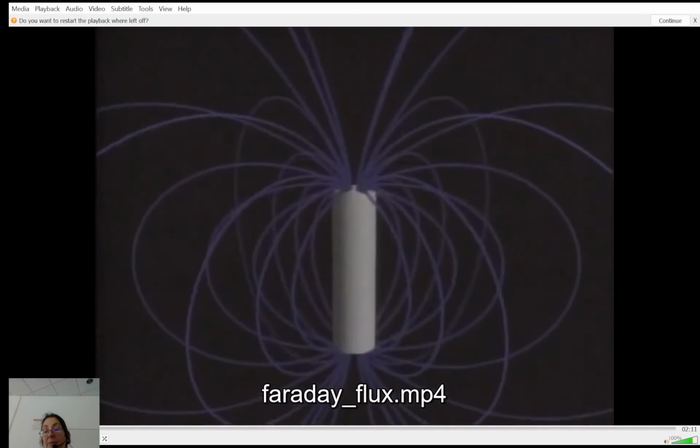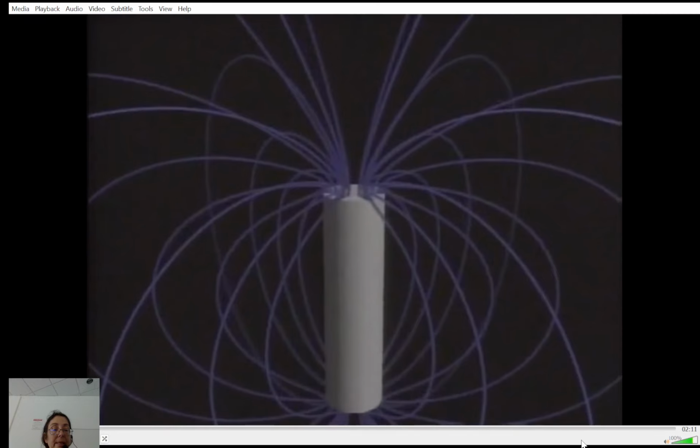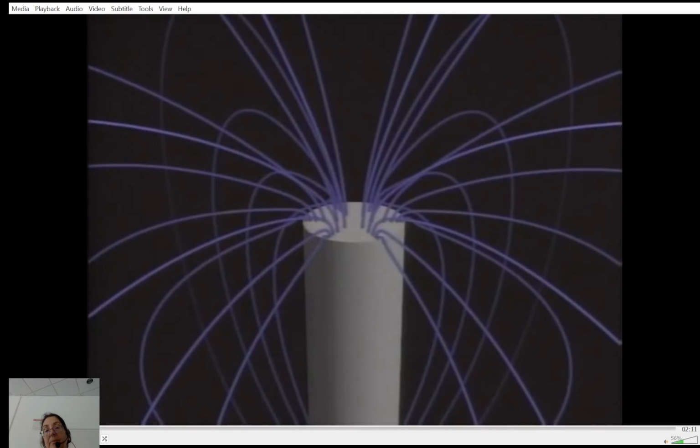The field of a bar magnet. So here, you can see that's a bar magnet. So you can see the field lines. If it's a weaker magnet, you're going to see fewer field lines. Is that clear? Okay. Can be perpendicular at every point to a circular loop of wire.